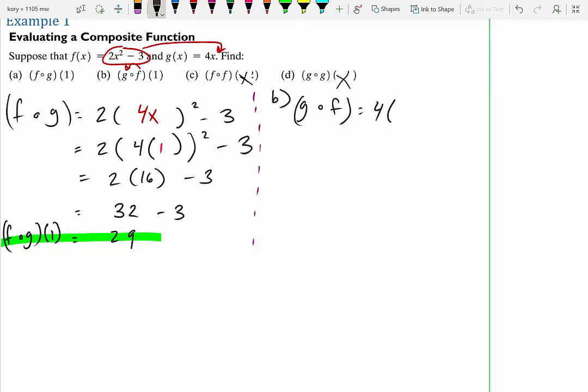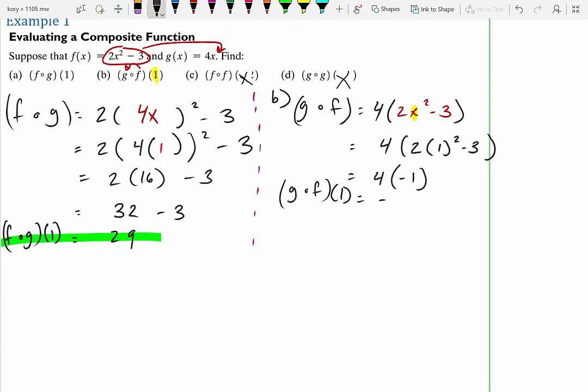We have 4 times x, which is 2x squared minus 3. And that's the only x we have, so we just keep going from here. Now we have 1. What are we going to do with that 1? Plug it in. Yep. So we have 4 times the square root of 2 times 1 squared, minus 3. We just simplify inside the radical. So 1 squared is 1. 1 times 2 is 2. And 2 minus 3 is negative 1. And we keep multiplying. So g composed with f of 1 equals negative 4.